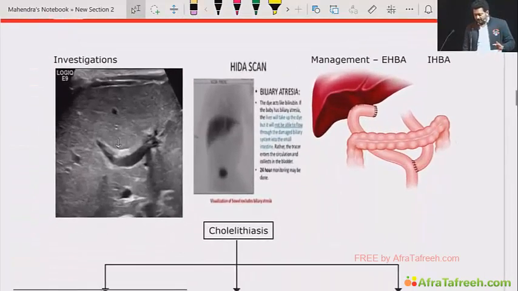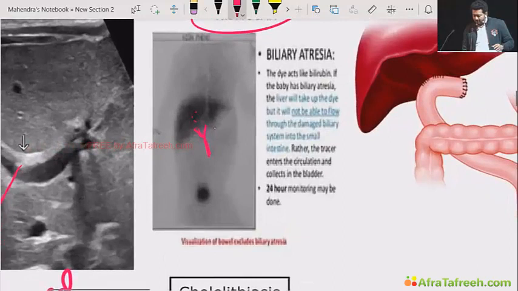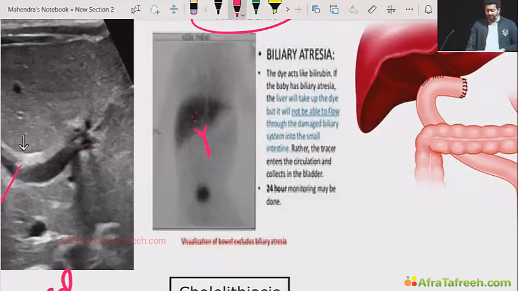In biliary atresia, when you do the ultrasound, you will see something known as the triangular cord sign. On HIDA scan, you will see that the tracer is not coming out of the liver, so that shows that it is type 3 biliary atresia. Otherwise, this black colored tracer will be coming outside the liver and going to the duodenum, which you cannot see in these cases. This is the HIDA scan.